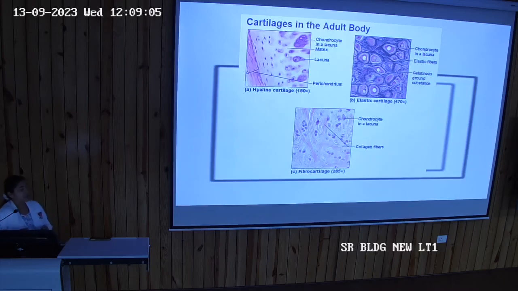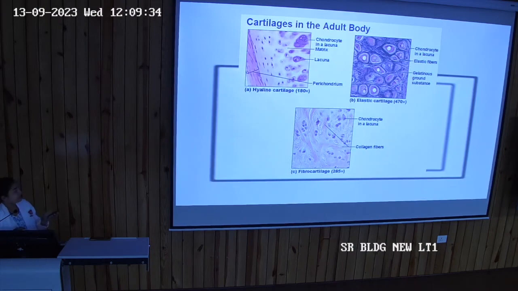Now, how will you differentiate the hyaline cartilage? Hyaline cartilage, first thing, the cells. The cells here in the hyaline cartilage are in pairs or quadruples. So they will be present in a space which is called a lacuna, and the space is filled with the chondrocytes. In hyaline cartilage, there are paired cartilage cells or chondrocytes.